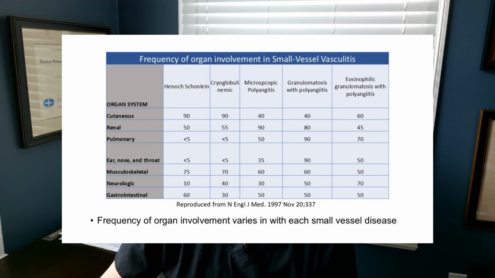For example, with eosinophilic granulomatosis with polyangiitis, only about 45% of those patients have renal involvement, whereas with granulomatosis with polyangiitis, about 80% of them do. So eliminating a system in the review of systems doesn't necessarily rule out the disease entirely, is the only point I'm trying to make by showing this to you.